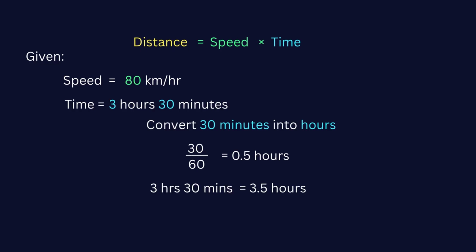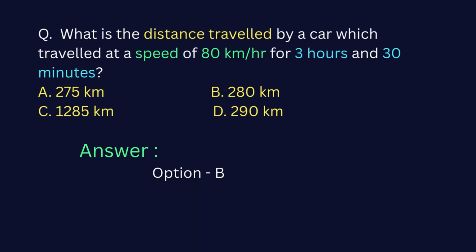Now we can use the formula, which is distance equals 80 times 3.5. If I do the multiplication, that will give me 280 kilometers. If we look at the options, we see that option B is the correct answer, which is 280 kilometers.